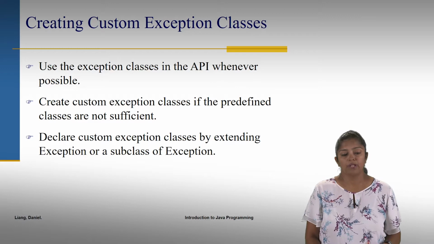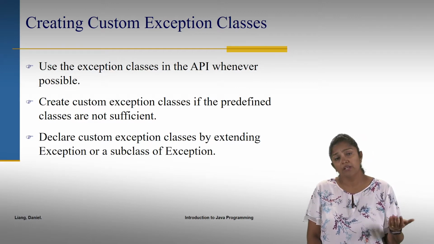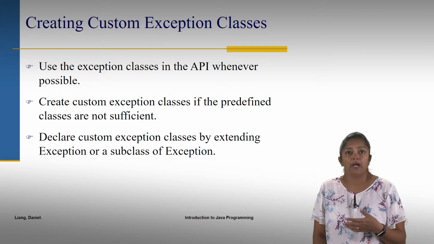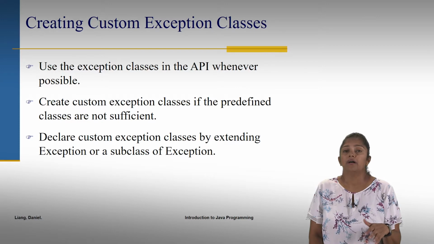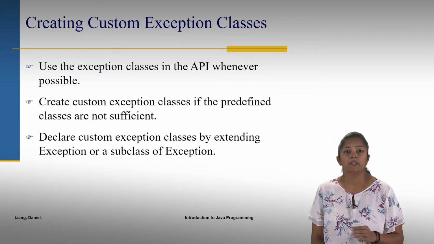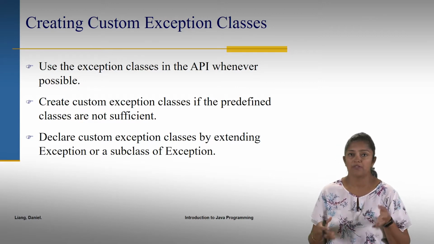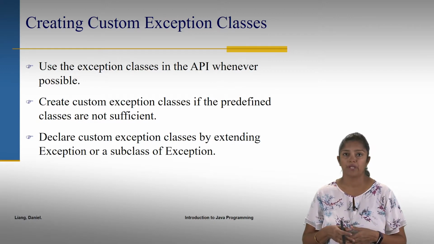The last thing that we'll look at is how to create your own exception classes. Earlier I showed you the API and all of the existing exception classes in there. Our goal should be to use whatever is existing wherever possible. But there could be situations where sufficient information is not there in them, and you want to create your own custom exception class. So that's possible.